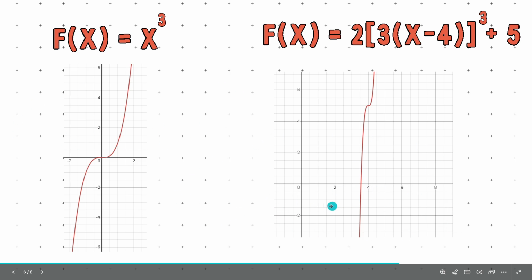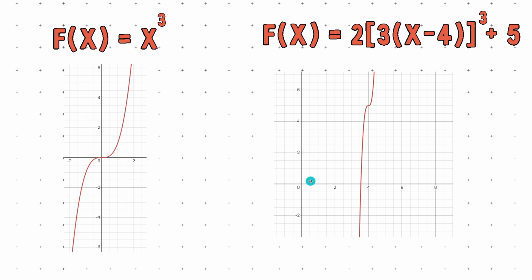Just looking at both of them and the coordinates, we can tell that this graph was shifted 4 units to the right and 5 units up. It was stretched vertically by a factor of 2, and there was horizontal compression by a factor of 3.